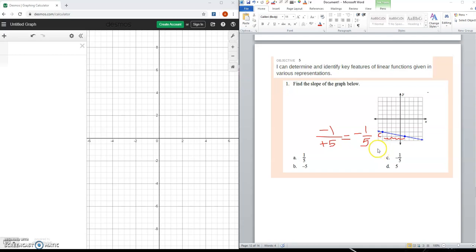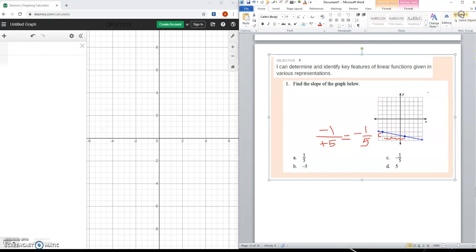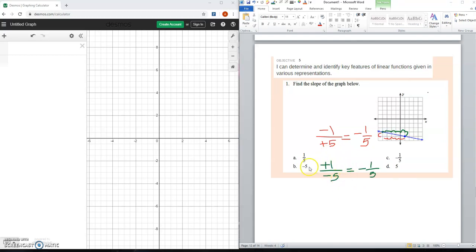Therefore, it is negative. Now, what if you're coming from this point going to this point? How will you represent that? You can do that as well. So your rise is going to be +1 because you're going up, and your run is negative because you're going to the left. So how will that look like? It is going to look like this. So +1 because you moved up, -5 because you went to the left 5 times, and so your value is also -1/5. Therefore, your answer here is letter C.